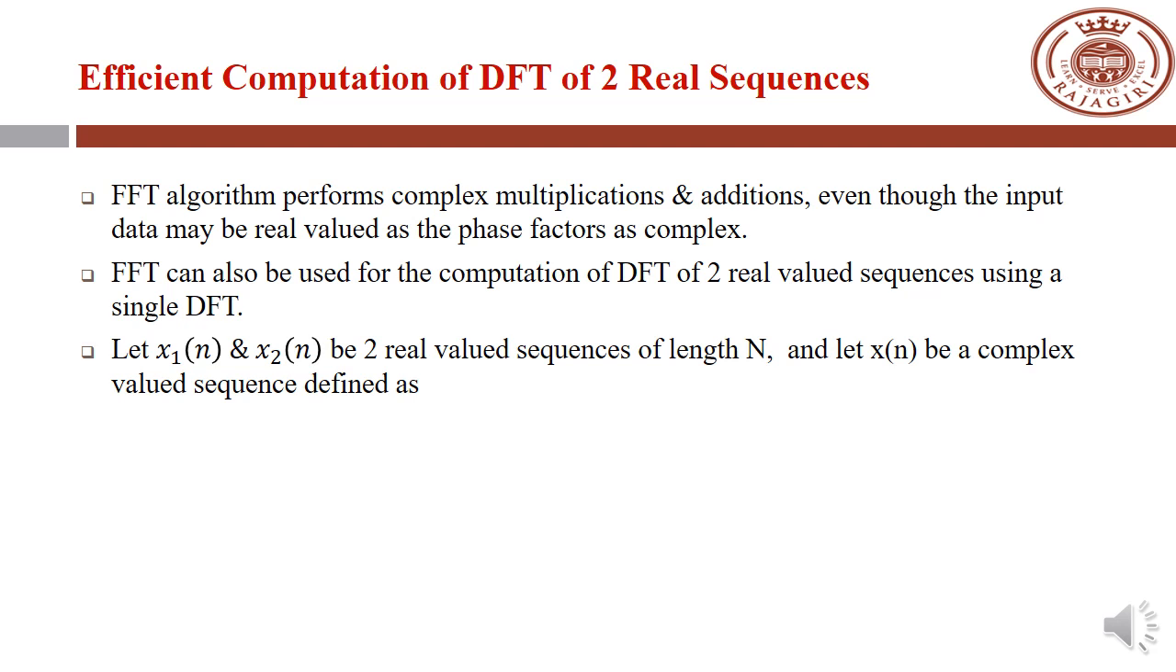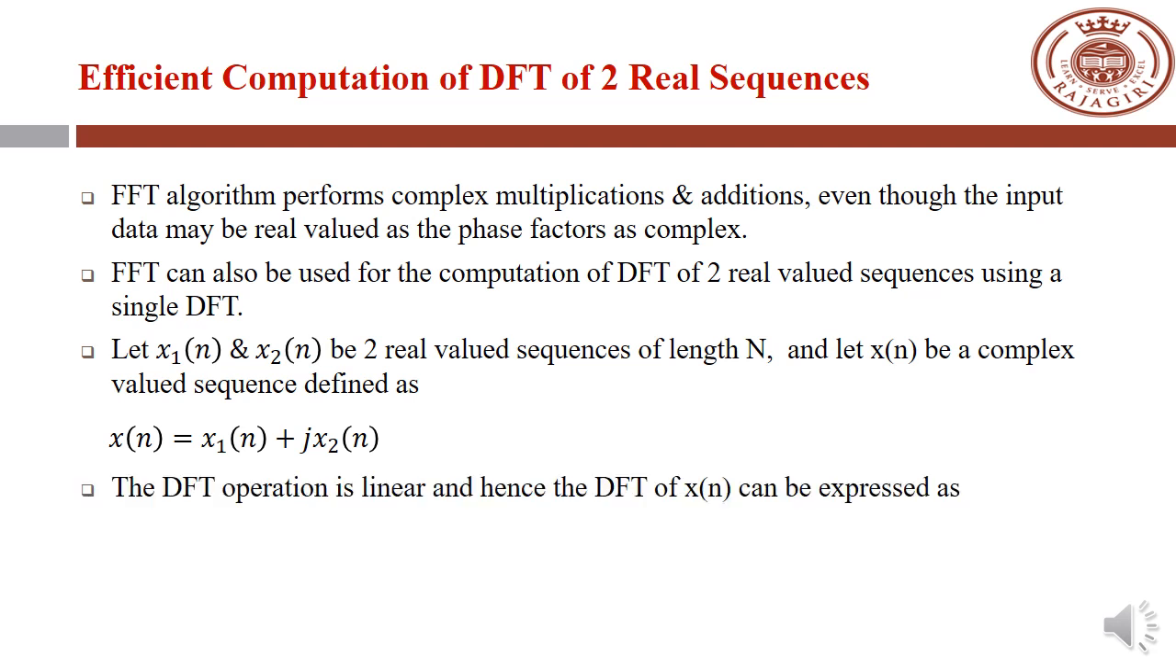And using this x1 of n and x2 of n, we form x of n, which is a complex valued sequence given by x of n is equal to x1 of n plus j into x2 of n. Since DFT is linear, X of k can be written as X of k is equal to X1 of k plus j X2 of k.